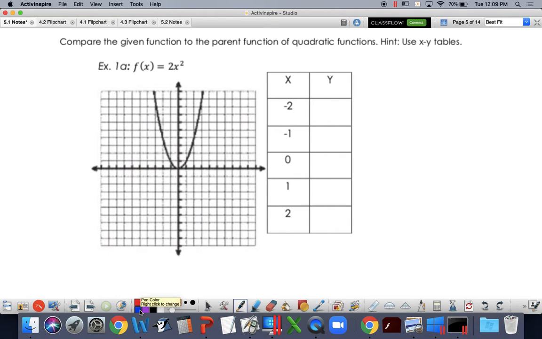So if I do -2 squared, remember as I do this, I have to follow my order of operations, which I get this question all the time. I have to do the exponent before I multiply, right? So I get negative 2, the quantity squared, 4, 4 times 2, 8. Negative 1, the quantity squared, 1 times 2, 2.